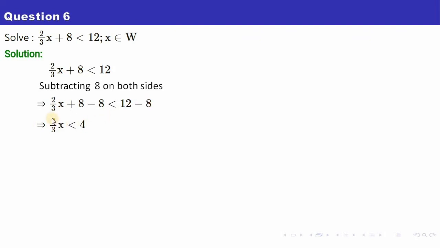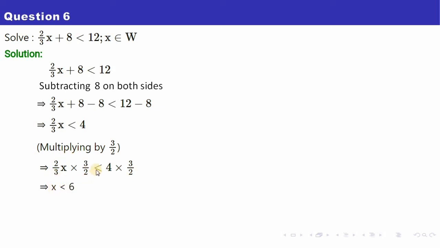Now we want to get rid of 2 by 3. In order to get rid of this fraction, we will multiply both sides by its reciprocal. What is the reciprocal of 2 by 3? It is 3 by 2. So I'll multiply both sides by 3 by 2. When I multiply, the 2 and 2 get cancelled, 3 and 3 get cancelled, and here 2 and 4 get cancelled. So it becomes 2 into 3, that is 6, and we have only x on this side.